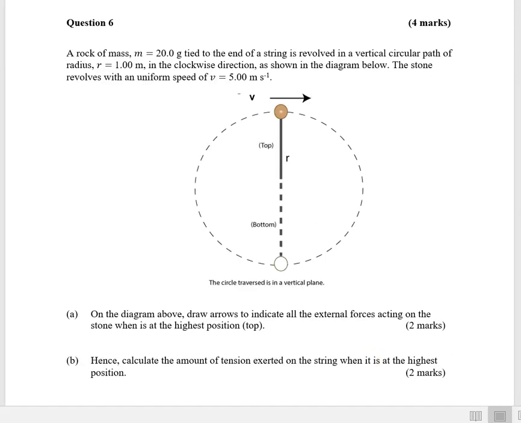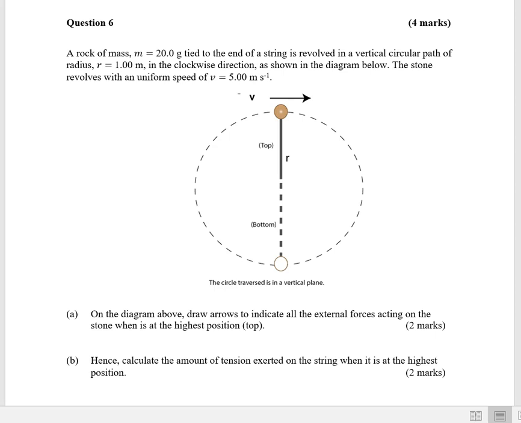Question 6. A rock of mass 20 grams tied to the end of a string is revolved in a vertical circular path of radius 1 meter in a clockwise direction, shown in the diagram below. The stone revolves with uniform speed 5 meters per second. On the diagram above, draw arrows to indicate all external forces acting on the stone when it's at the highest point. Inside the diagram itself, draw the arrows.